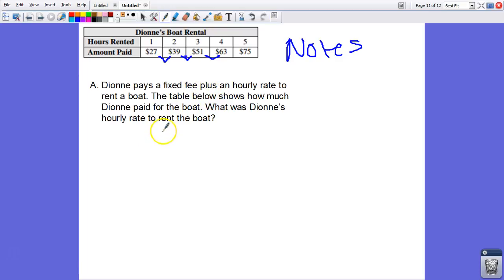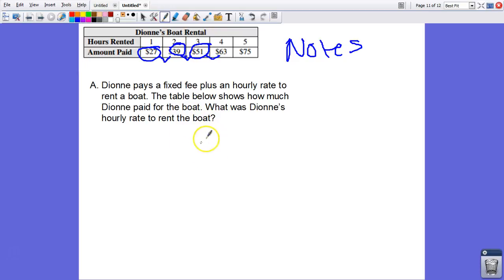What is it from 27 to 39 and 39 to 51? I think it's 12. I need you to double check that. You can find that by 39 minus 27, right? And 51 minus 39. I think this is 12. I'm just doing the math in my head, and I want you guys to be active participants. So use a calculator to double check me, because if I am wrong, you will need to tell me next time. So what was the hourly rate to rent the boat?